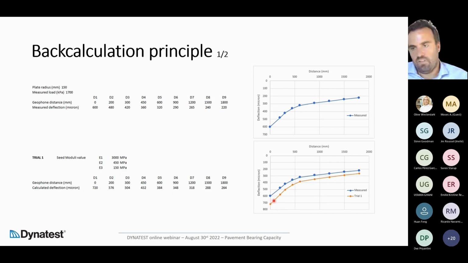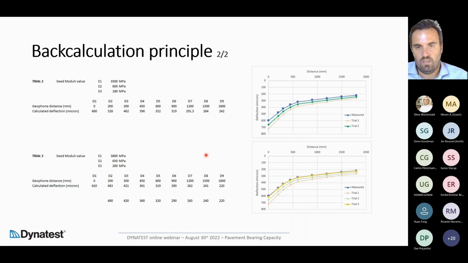If you see here, as results we have the orange basin that is not overlapped with the blue one. It means that the software has to improve the quality of the moduli in order to get a basin that is closer to the measured one. So at trial 2, the second step, the software increases the value of the elastic moduli of each of the 3 layers and calculates the deflection again. Now it is more precise, because we have the green basin, which is closer to the blue one, but is not enough.